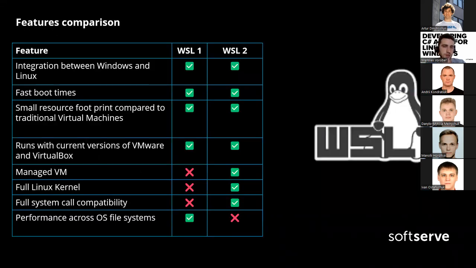The next slide is a short feature comparison between WSL1 and WSL2. We can see many features common to both, and the most interesting are the last ones. As I mentioned before, we have a managed VM, a full Linux kernel, and system call compatibility, because we have no translation layer. We have just the Linux kernel accessing our hardware. And here we can see one disadvantage of WSL2.